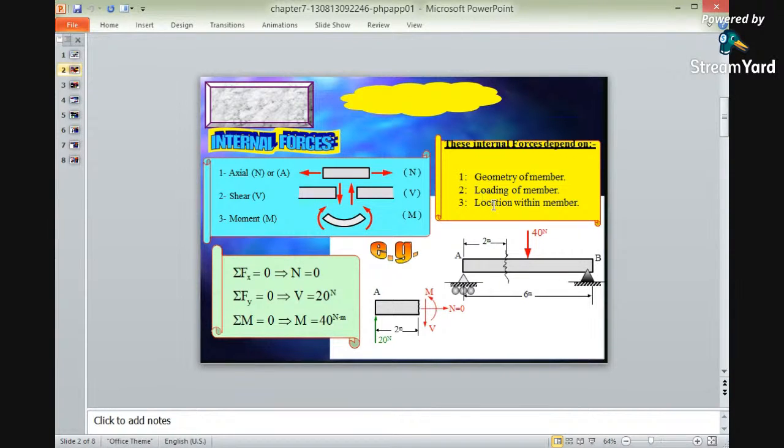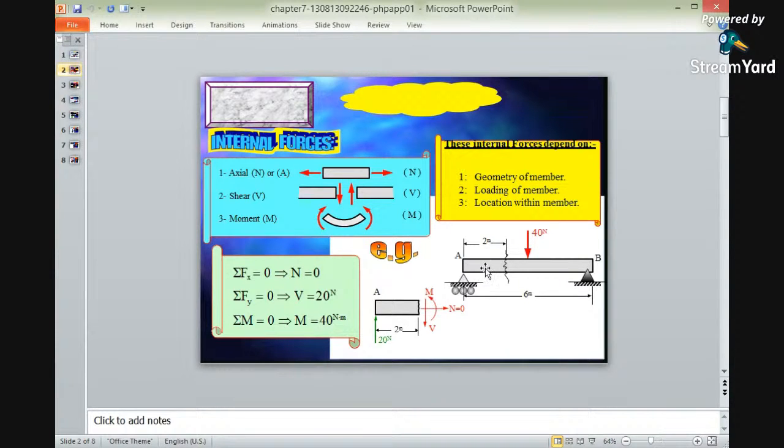These internal forces depend upon the geometry of the members, the loading of the members, and the location within the members. After breaking at this point, which is at 2 meters, it has been divided into a vertical force and a horizontal force. After breaking this, there is first a shear force in the downward direction. Here there is an anticlockwise moment, and there is a normal force. As there is no horizontal force here, the normal force will be 0. After calculations, we use the conditions of equilibrium: Fx equals 0, Fy equals 0, and moment equals 0.